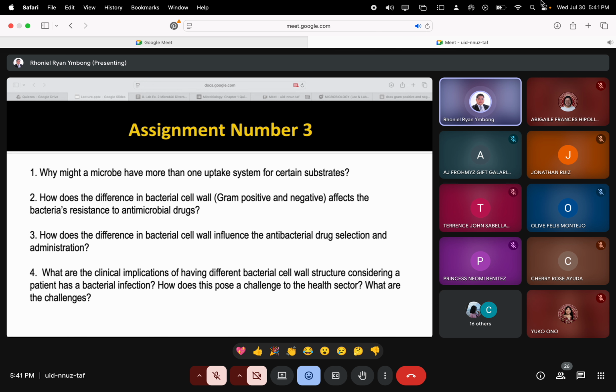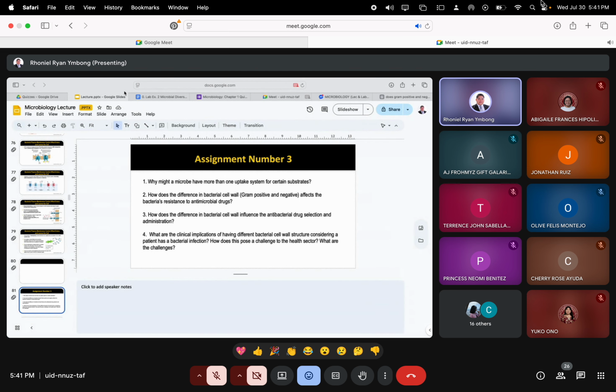The deadline for this one is next week, Wednesday. I already scanned your assignment number 1 and number 2, so the majority of you have already submitted your assignments. So we will have 3 deadlines next week: your assignment number 3, laboratory exercise 1, and laboratory exercise 2. Speaking of laboratory exercise, let me share with you our laboratory exercise 2.